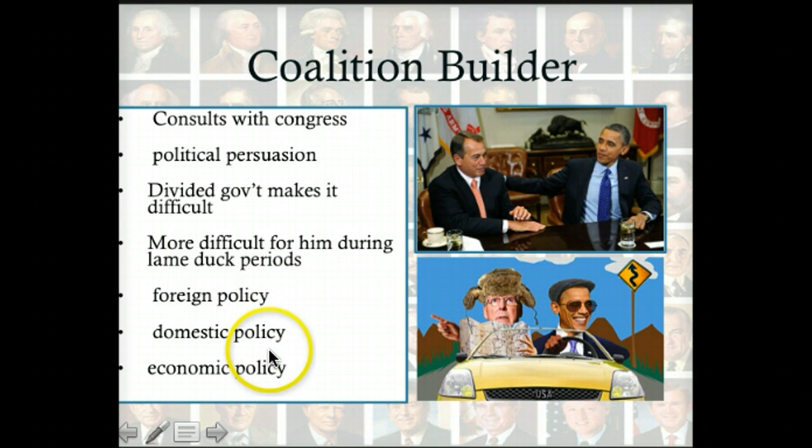Domestic and economic policy are pretty much working with Congress, working with the House to get a budget passed, working to get health care passed. So all of domestic policy and economic policy really is focused on building a coalition of support in Congress.